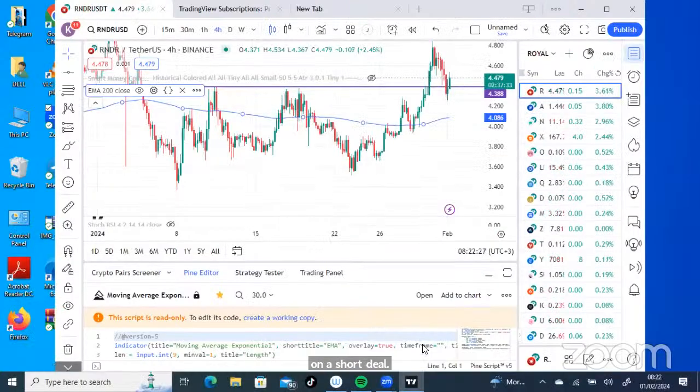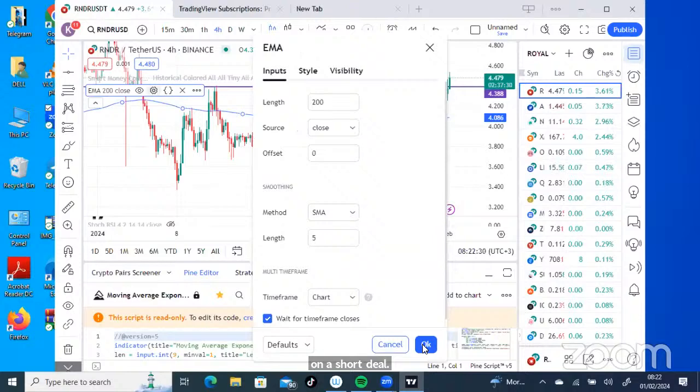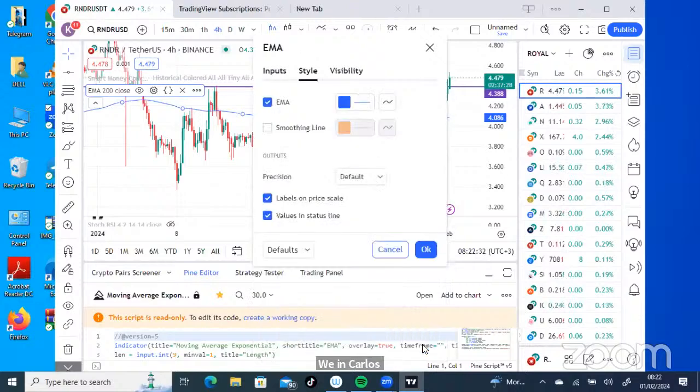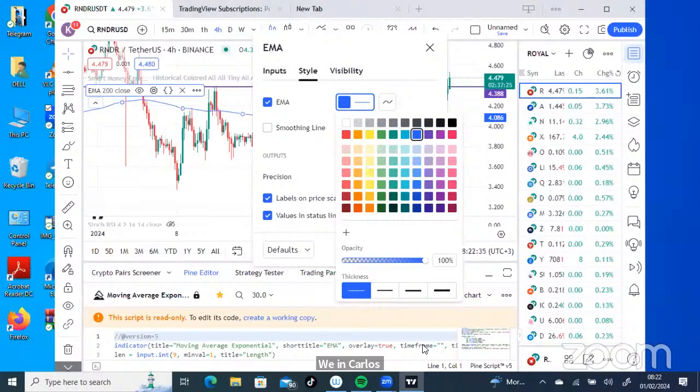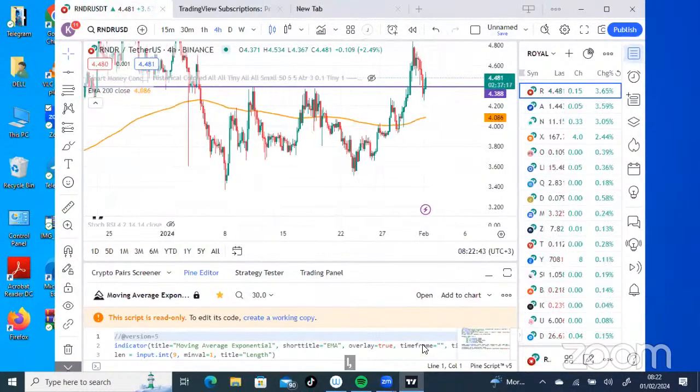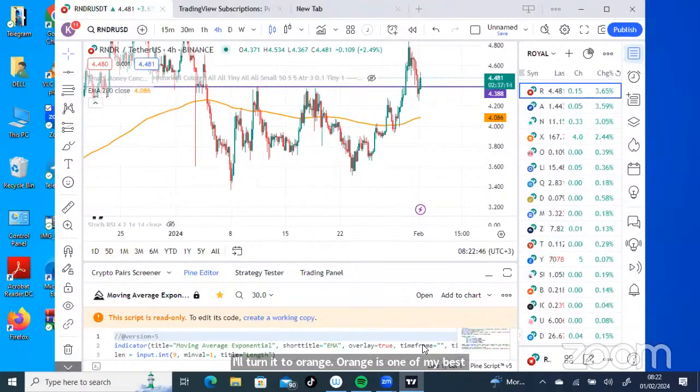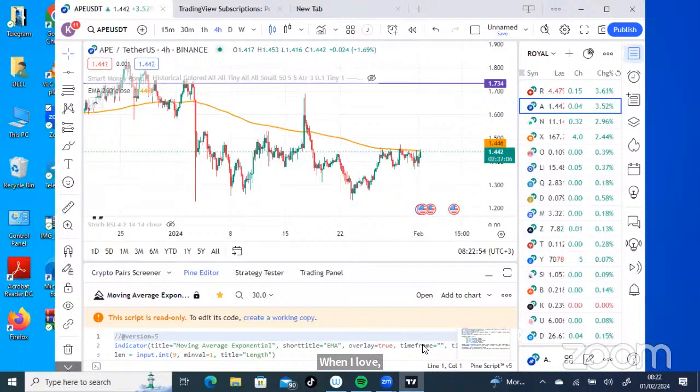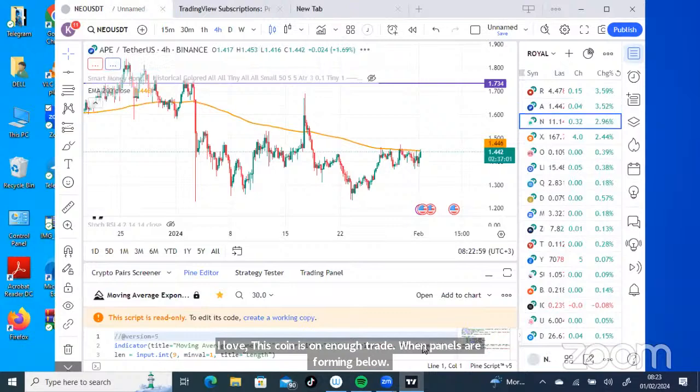When candles, let me increase its thickness, I turn it to orange. Orange is one of my best colors. When candles are performing above, this coin is on an uptrend. When candles are forming below, this coin is on a downtrend.